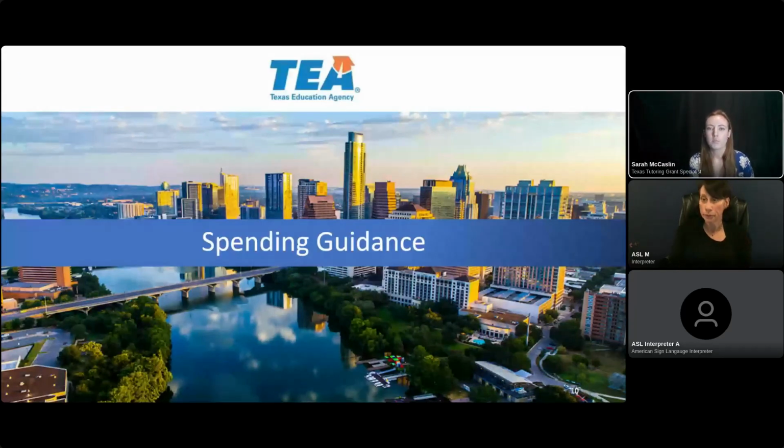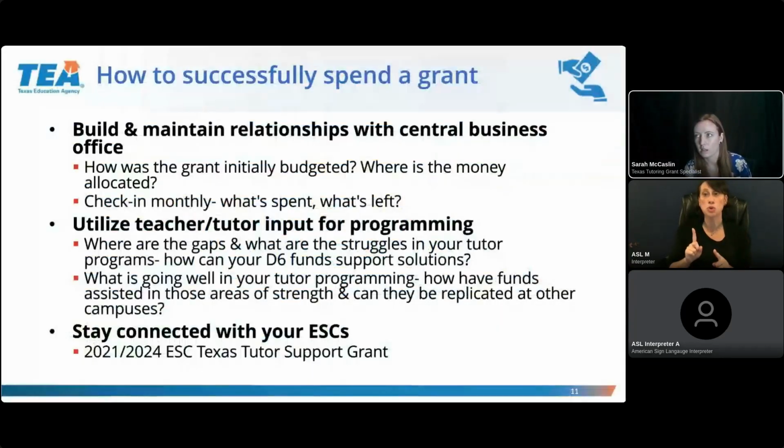So to preface what's allowable and what's not allowable, something really, really important when it comes to successfully spending down a grant is to build and maintain relationships with your central business office. When you are having conversations with your business office, make sure you're asking questions like, how was this grant initially budgeted? Where is the money allocated? What have we set aside for personnel? What have we set aside for contracted services? What do we have for supplies and materials? So on and so forth.